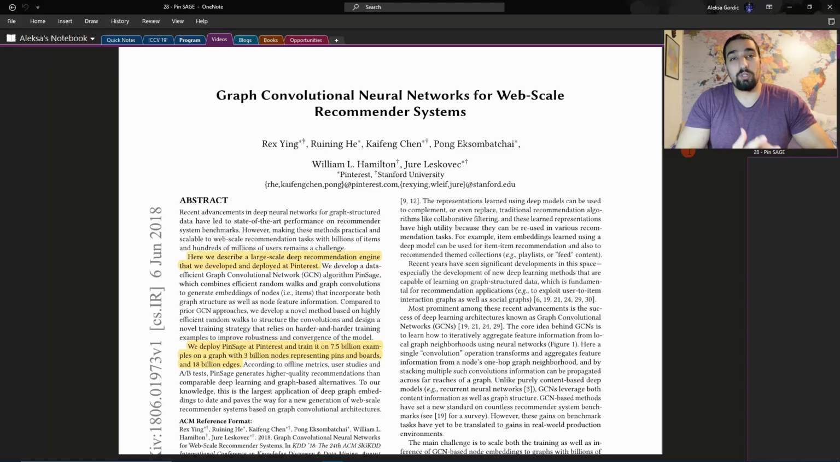Continuing with the graph neural network series, in this video I'm covering graph convolutional neural networks for web scale recommender systems, or PinSage for short. And as you can tell by the title of the video, it's going to be more about this huge engineering system that's deployed at Pinterest than about novel algorithms like propagation rules or something like that.